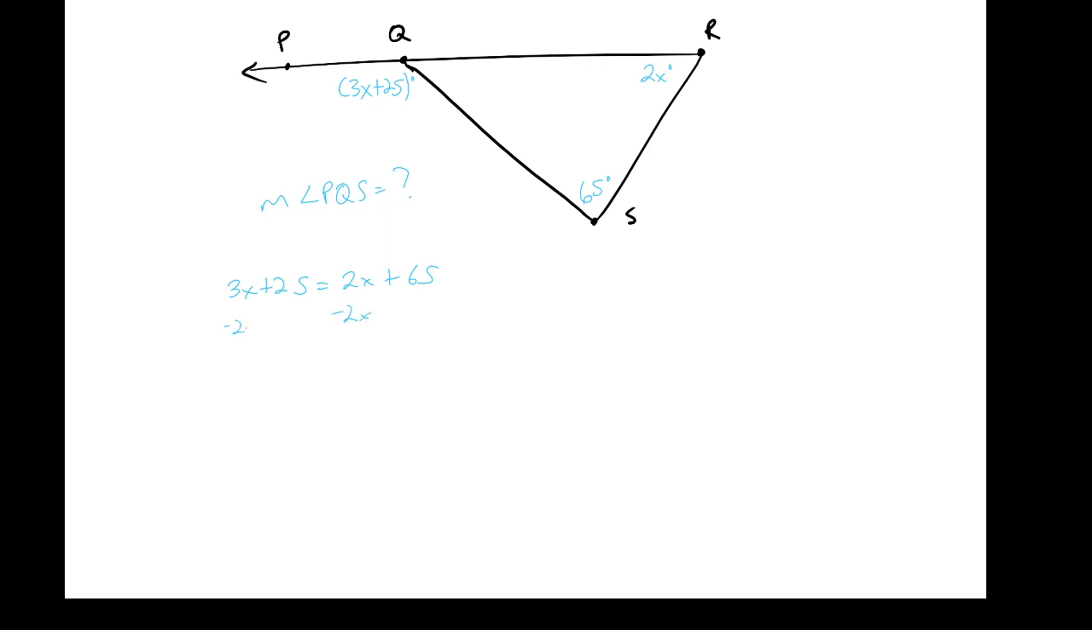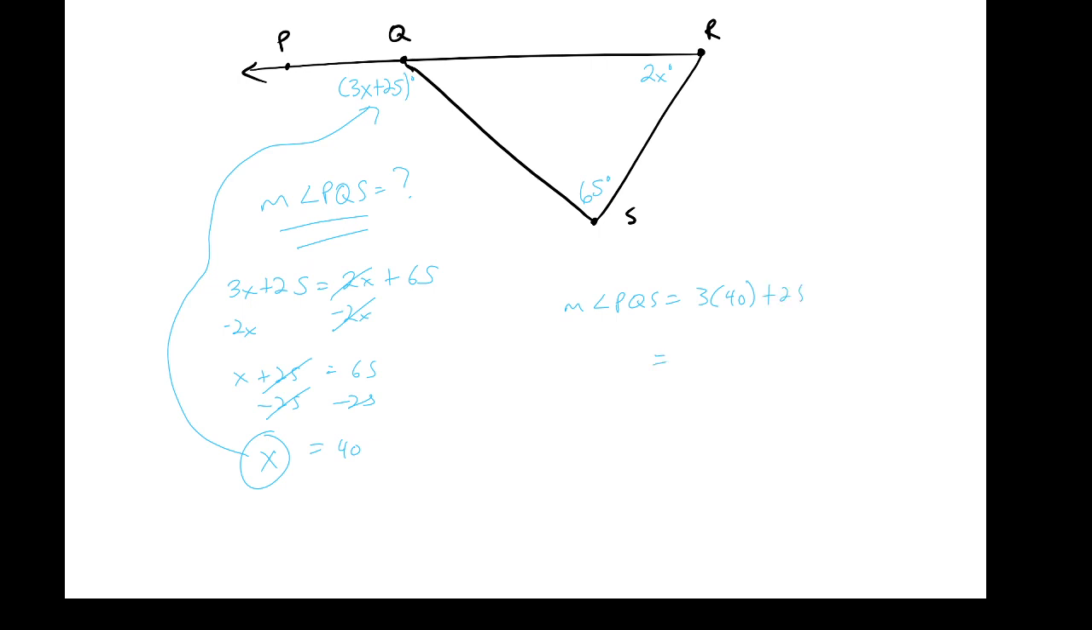Minus 2x, minus 2x. These guys cancel, so we have x plus 25 is equal to 65, minus 25, minus 25, right? So then we have x is equal to 65 minus 25, which is, of course, 40. So we're going to take that. We didn't actually solve the problem because it wants PQS. So the measure of angle PQS is equal to 3 times x, which we just found out is 40, plus 25. So the answer here is actually 145 degrees. Okay.